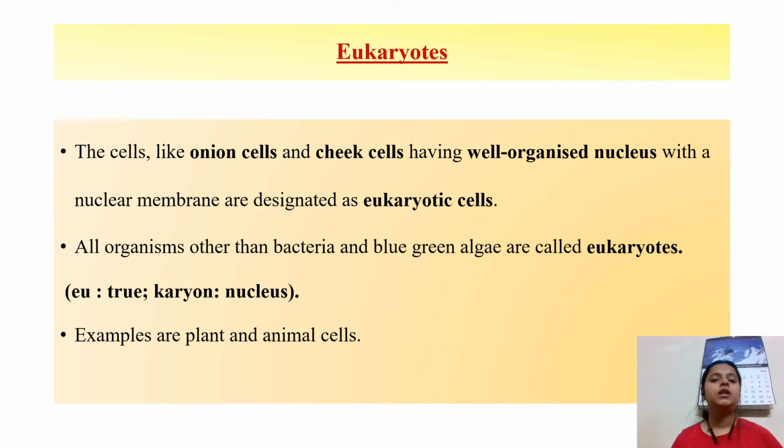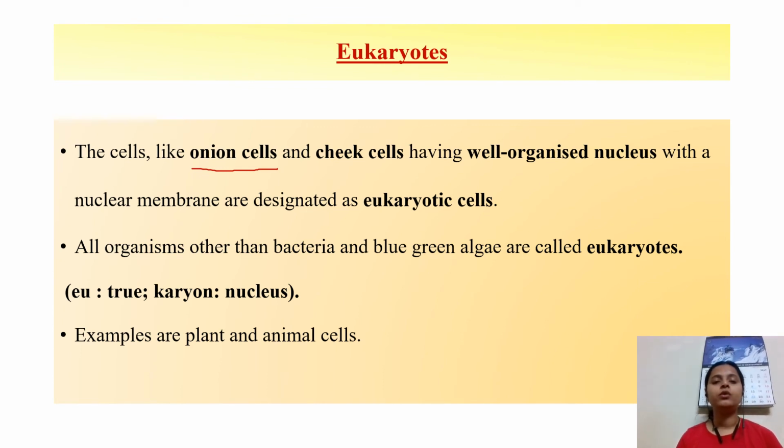Now next comes the eukaryotes. First of all, we have studied about the prokaryotes, and now we are going to read about the eukaryotes. So now let's see the cells like onion cells. You must have remembered that I have shown you the onion cells and the cheek cells with a diagram, isn't it? So yes, now read.